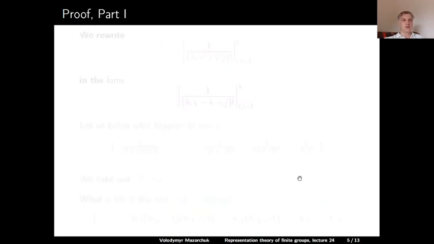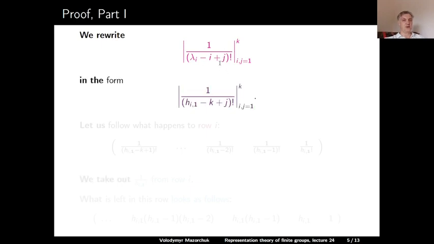So let us prove our formula. So we need to understand our determinant as it appears in the determinantal formula, and we use our observation that lambda i plus k is equal to h_i1 plus i to rewrite this determinant in the form as follows. So in row i and column j, we now have the entry 1 divided by (h_i1 minus k plus j) factorial. So lambda i minus i is equal to h_i1 minus k.